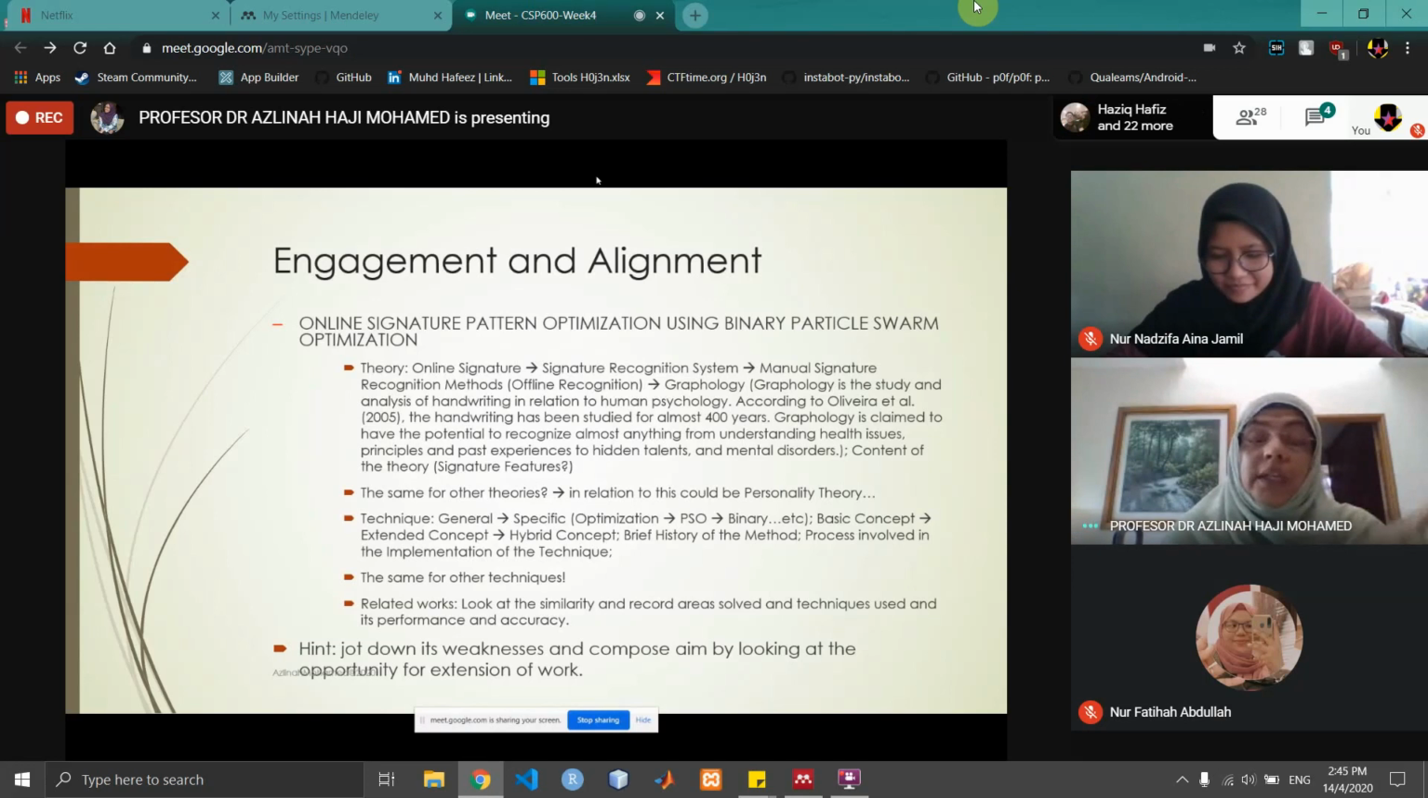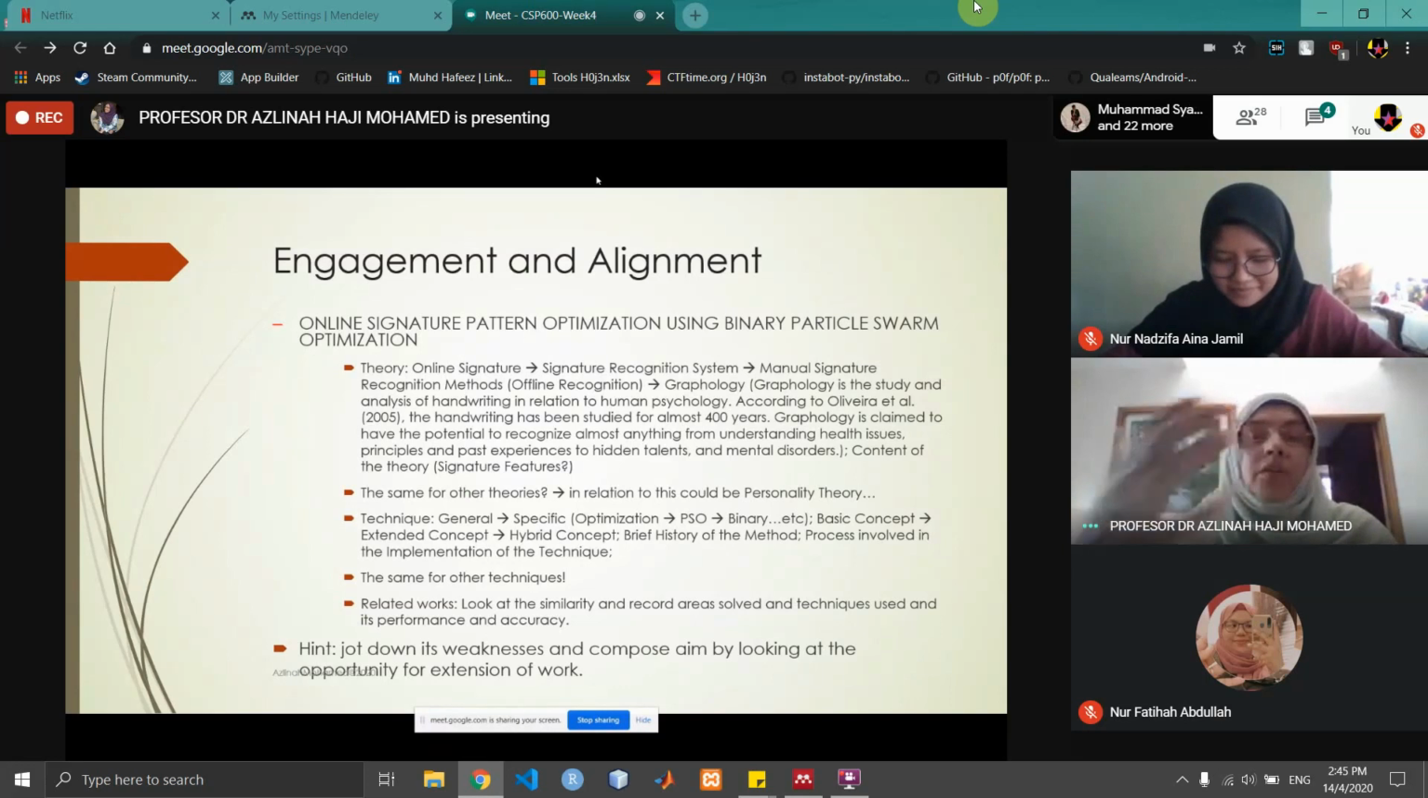Then in techniques, you will also have to look at the basic concept. You have to show in brief, because this is what you're going to write in your literature review. The basic concept, the extended concept. From the basic concept, you will go to the extended concept. From the extended concept, you will go to the hybrid concept, right? And then you will talk about the brief history of the method, the process that is involved in the implementation of the technique. The same for other techniques.